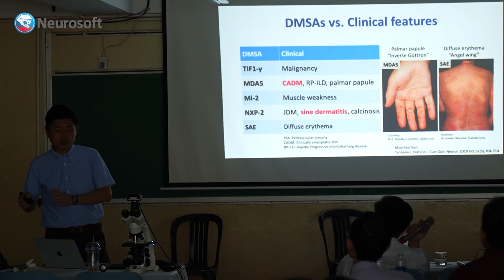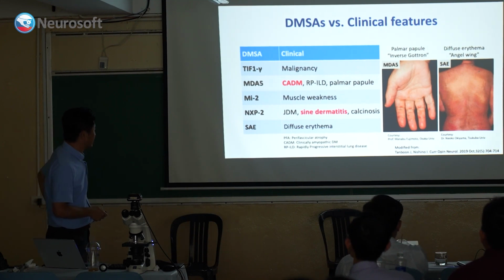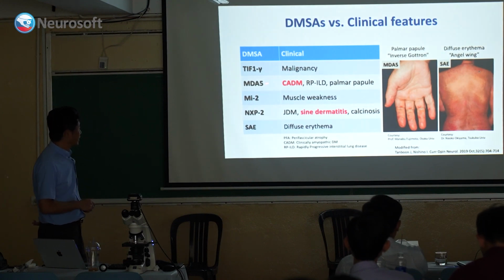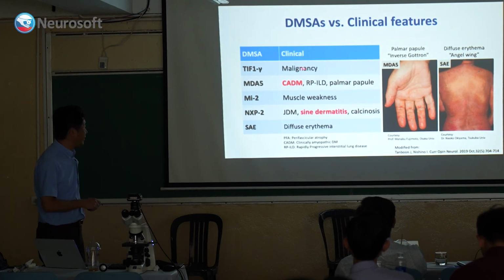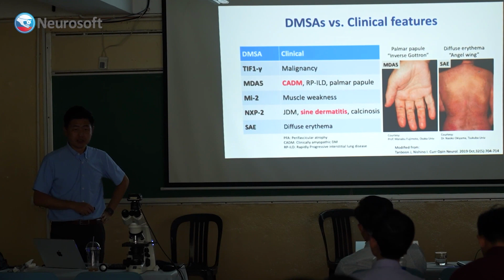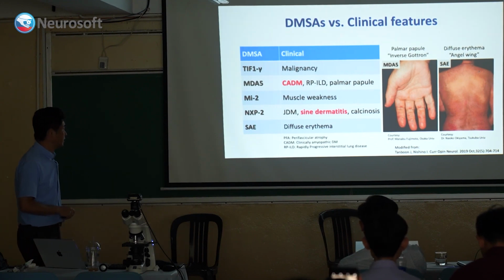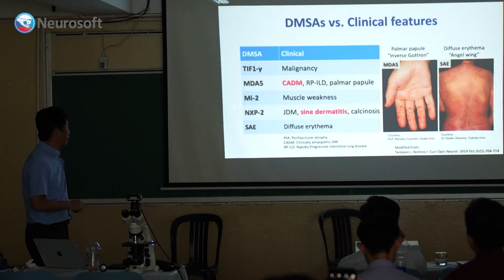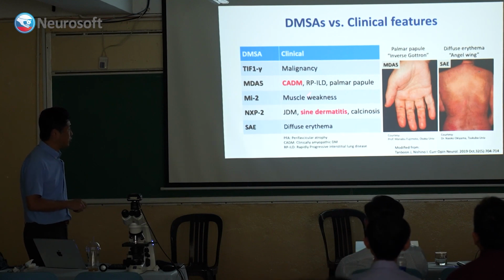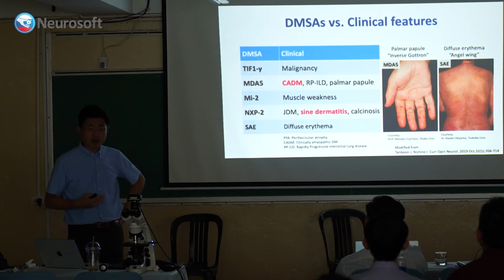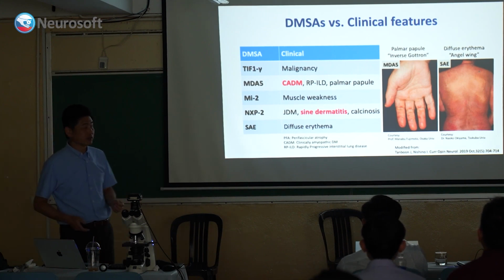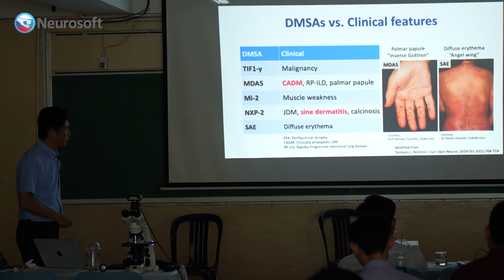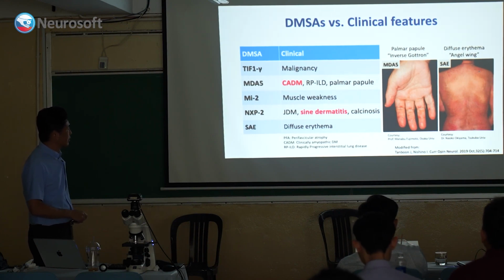They show different clinical features. For example, TIF1-gamma positive cases, at least in adults, are highly associated with malignancy. MDA5 is highly associated with CADM, clinically amyopathic dermatomyositis. It means that they show skin rash but almost no muscle weakness.